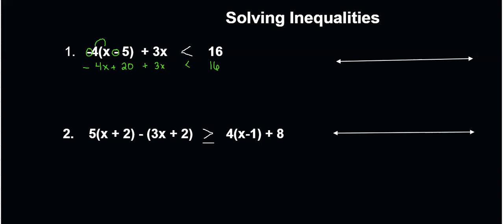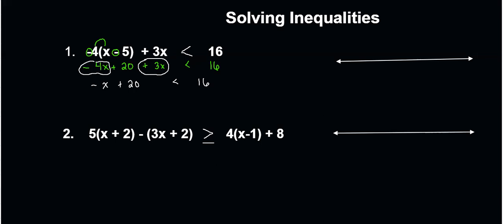Now, let's combine like terms if there are any. When I look at this one, I've got a -4x. You see how I circle the sign with the number and letter, and a positive 3x. Well, the 4 is bigger, it's negative, so that's going to give me a negative. 4 take away 3 is 1, so -1x plus 20 is less than 16. I just keep bringing everything right down. Now, our goal is to solve for x.